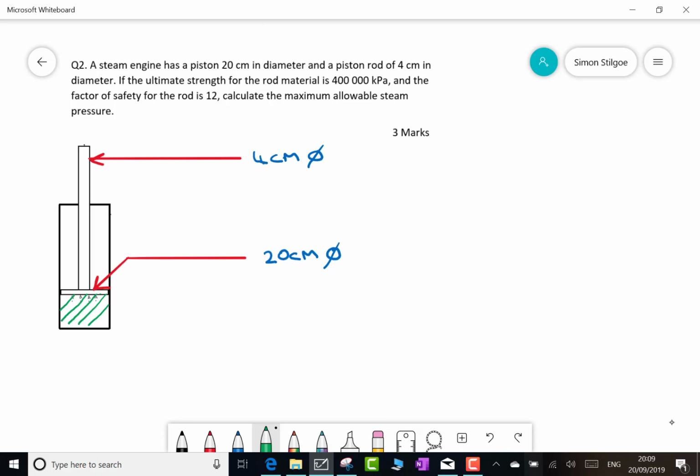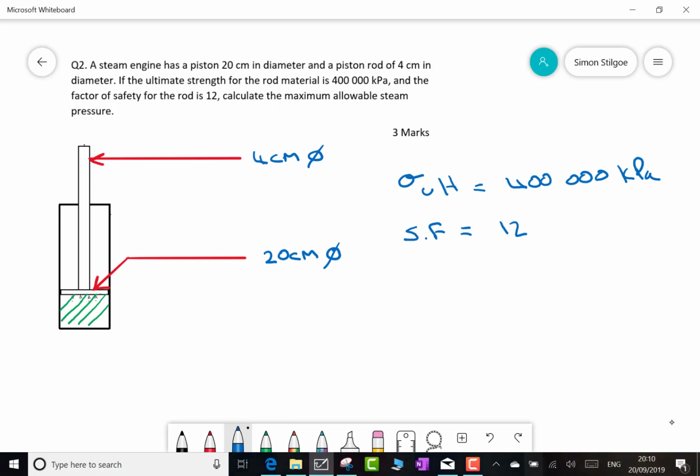So the first thing I would do, once I've got a handle on what they're asking me, is go ahead and write down what I've actually been given in the question. Well, I've already put down the diameters, so let's list off our ultimate strength. Now, strength and stress are pretty much interchangeable terms. So my ultimate stress is equal to 400,000 kilopascals. And the other value they're giving me is that the safety factor is equal to 12.